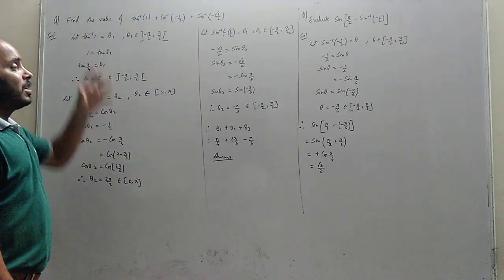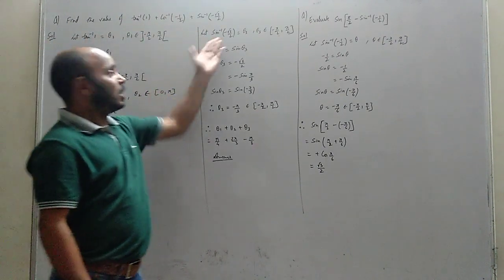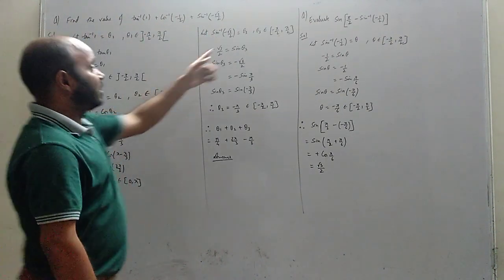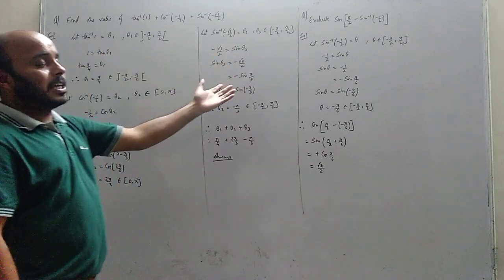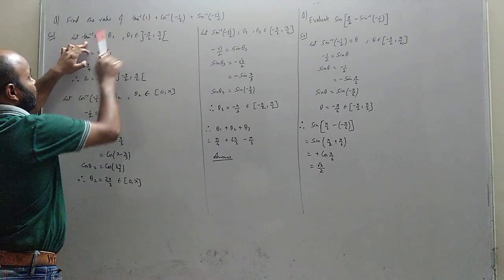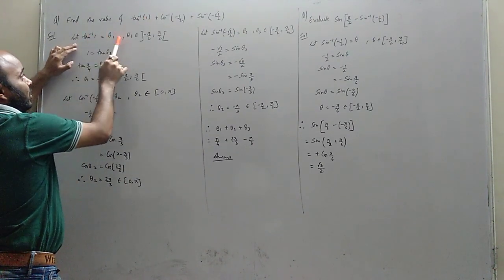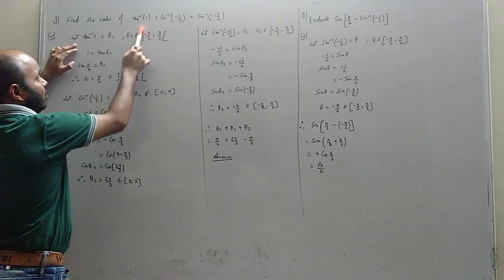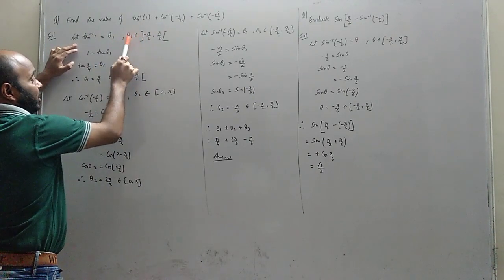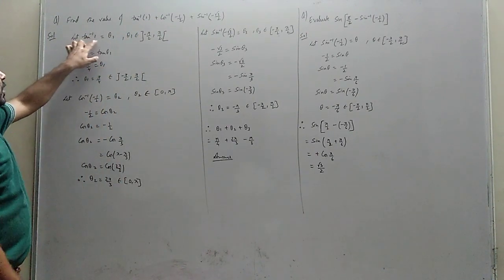So what's the job is, take one separately, take one as theta 1, the other as theta 2 and the next one as theta 3 and solve it as we understood in the previous video. Okay. So let tan inverse 1, the first one, be theta 1. Now theta 1 belongs to the range of tan inverse.